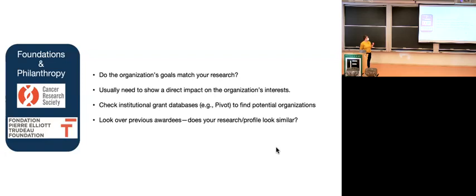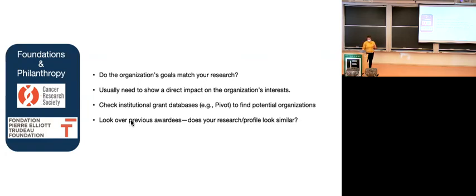Let's think about them. So the first thing you need to do is, does your organization match your research priorities? I probably will never apply for a Trudeau grant because it doesn't apply to my work, but it may apply to yours. You definitely need to show a direct impact on what they're working on. The Cole Foundation, for example, works on pediatric and young adult blood cancers. So when I get funding from them, I'm not proposing to do something on solid tumors. You have to have a clear impact on whatever they're interested in.